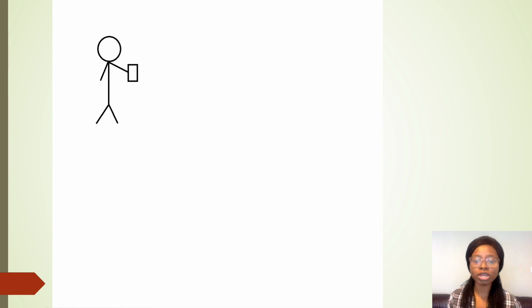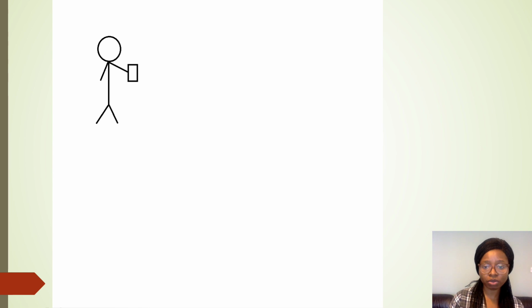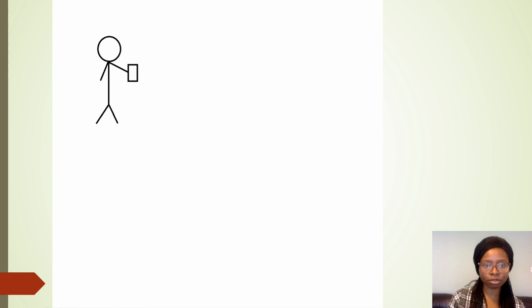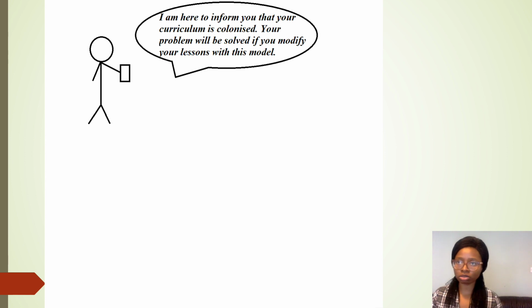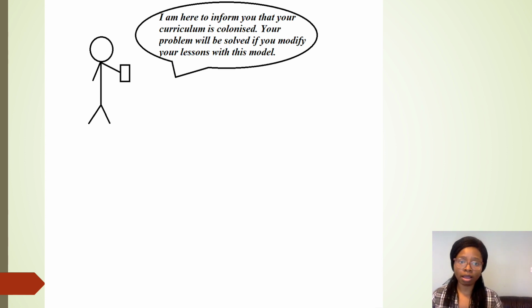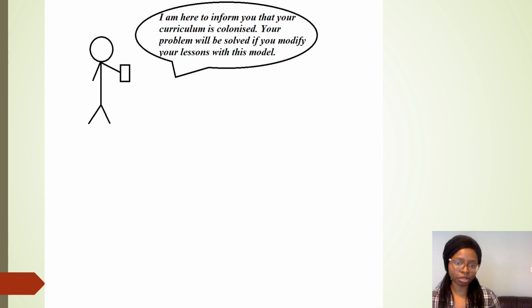So he has come up with a plan for how Nigeria's education system, especially the curriculum and the pedagogy, can be decolonized. So John has gone to Nigerian schools and he's meeting Nigerian teachers and presenting his solution to them.